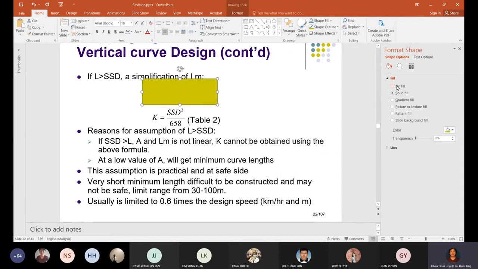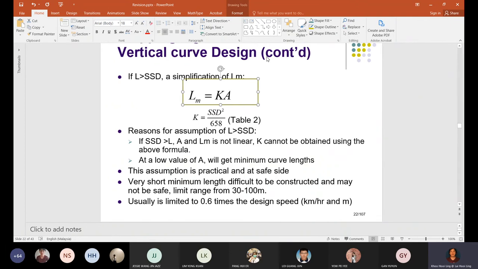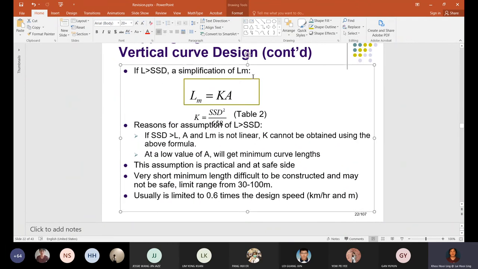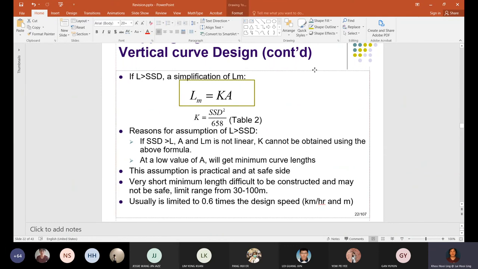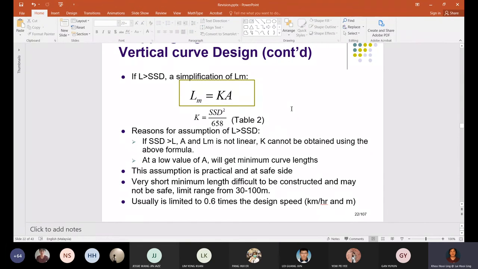One important equation, right? Because we know L is equal to KA. So if you know the K and you know the A, you will be able to design the length of the curve. Based on that, you will be able to know whether your design speed is sufficient or not. Usually we will have the design speed first, then we check whether it can pass your SSD. And remember this K value, which we usually use for our road design, we can find it from our table, right? So you do not need to calculate.